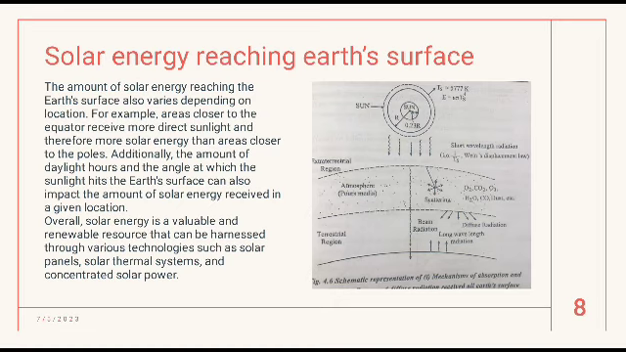Solar energy reaching Earth's surface. The amount of solar energy reaching the Earth's surface varies depending on location. For example, these are the layers. There is a region called the extraterrestrial region, and beam radiation, scattering in the atmosphere.